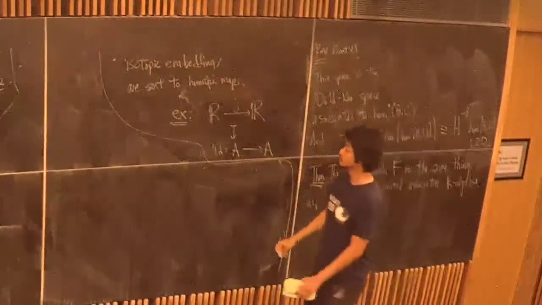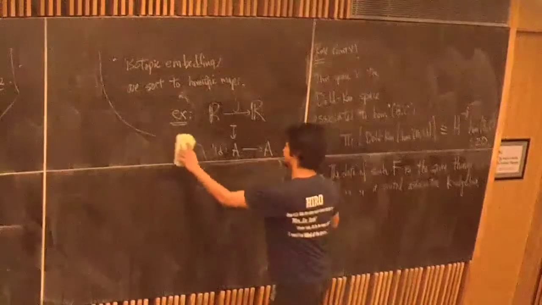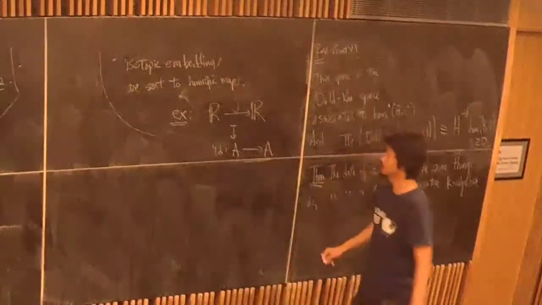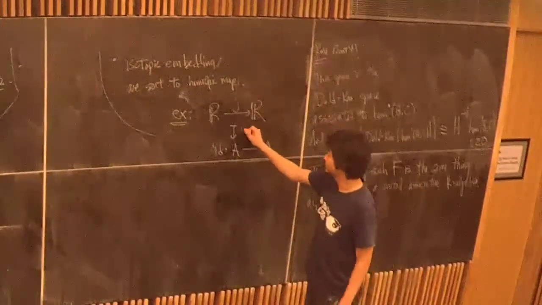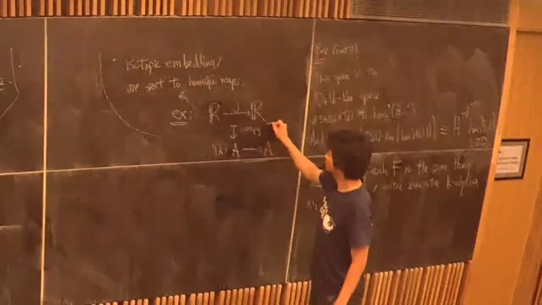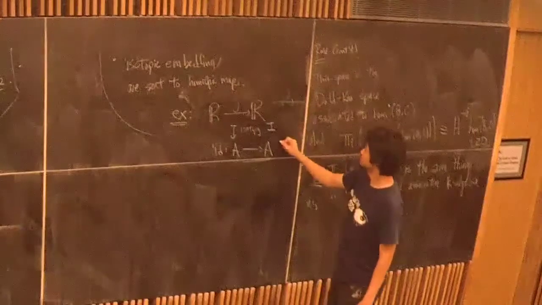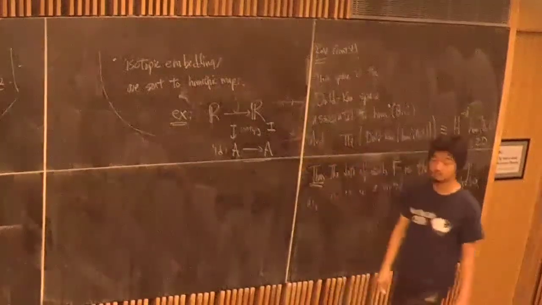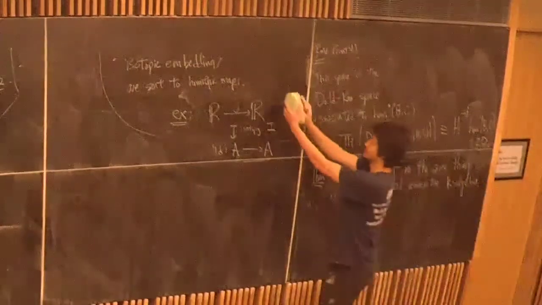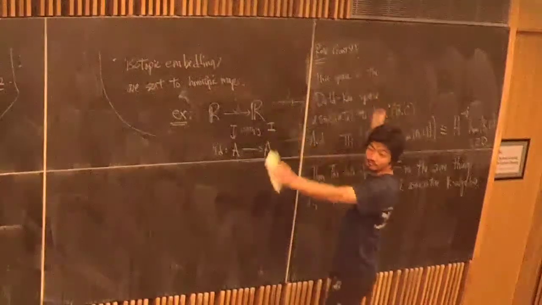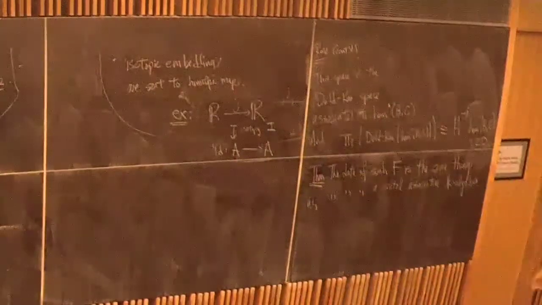So for instance, let me continue this example. Let's say that I have some isotopy, and I'll call it capital I, from a particular embedding to the identity embedding. So just imagine some movie of this interval embedded, wiggling out all the way to infinity until it becomes the identity. Okay.